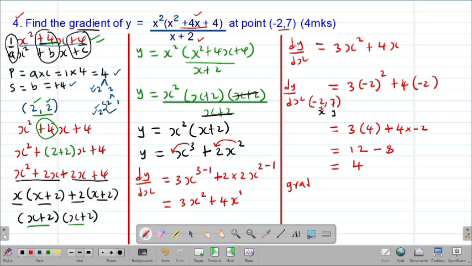Therefore, the gradient through the point negative 2, 7 will be equal to positive 4. Therefore, that was the gradient of this particular curve through the point negative 2, 7.